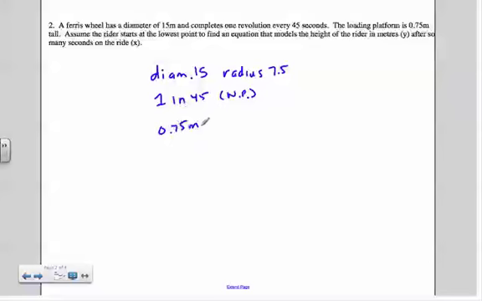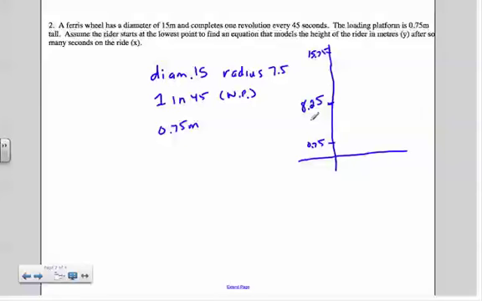And assume that the rider starts at the lowest point. Find an equation that models the height of the rider in meters after so many seconds on the ride. So just to give you an idea of what's happening, we get on the ride at 0.75. The diameter is 15, so my highest point is going to be 15.75. And then the radius is 7.5, so the middle of that is going to be 8.25.